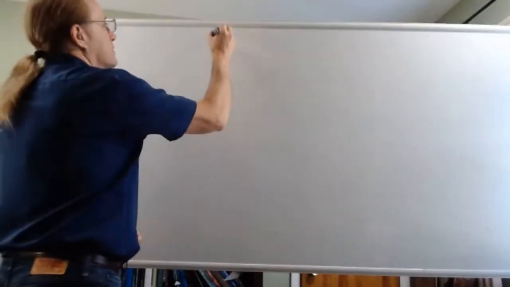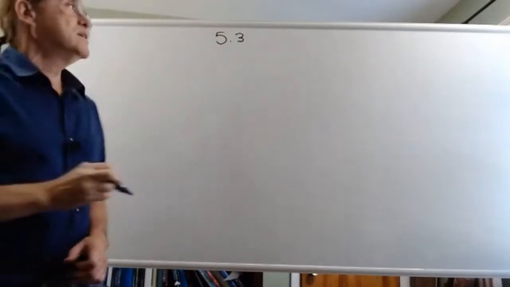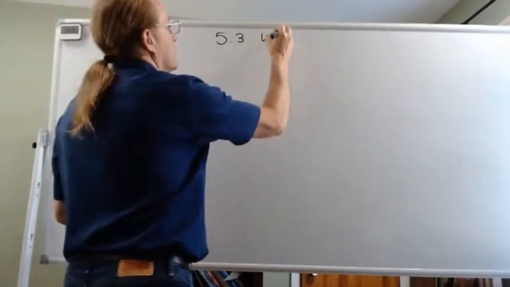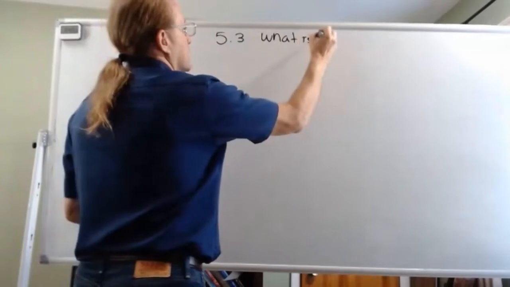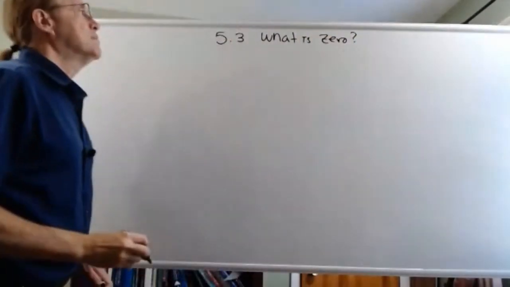Okay, so if there's no questions, we'll move on to the next section, which deals with, what is a zero? So we're going to define something called a zero. Simple definition.